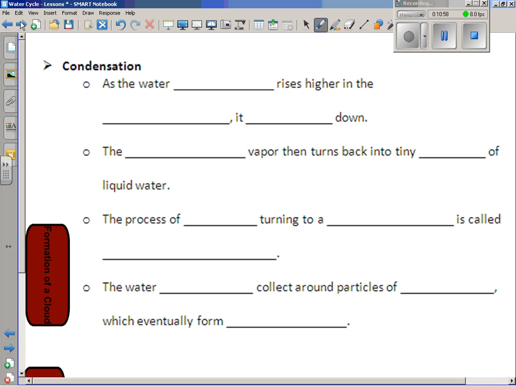Well, in the water cycle, as the water vapor rises higher in the atmosphere, it cools down.